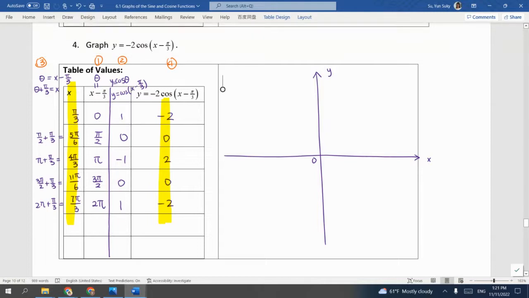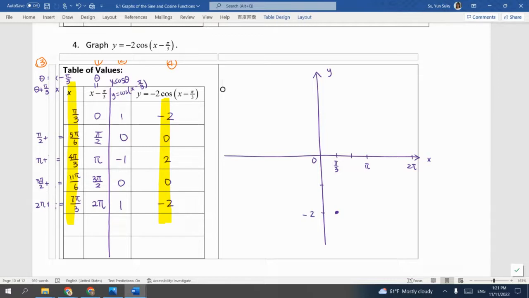Okay, so pi over 3. If I don't give you a grid, what do you do? You know, pi over 3 is, you have pi and then you divide it into 3 pieces. Yes, everybody? So that's pi over 3. When x is pi over 3, we get y is -2. So right here. Yes, everybody?